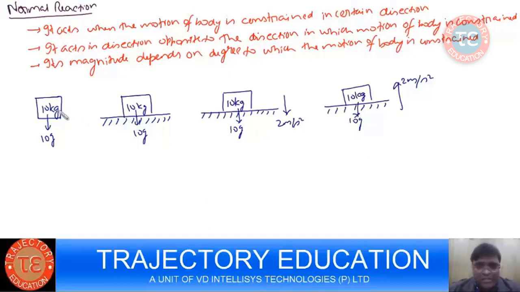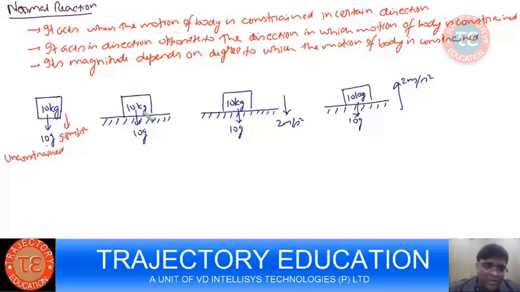Now, in the first case, the motion of this body is not at all constrained. The force acting is 10g and it will go down with 9.8 meters per second square under the effect of this force. Right. So this is unconstrained. You just drop the body. Body is under gravity. It's free fall. It's unconstrained. There is no question of normal reaction, since the motion of body is not constrained.